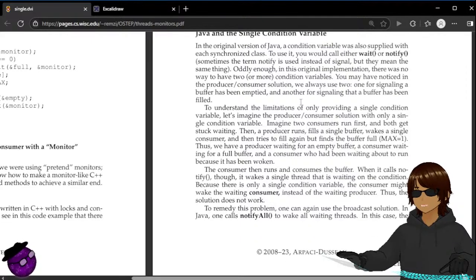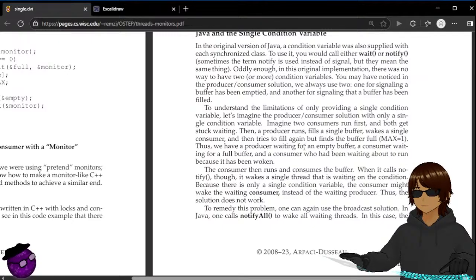To understand the limitations of only providing a single condition variable, let's imagine the producer consumer solution with only a single condition variable. Imagine two consumers run first and both get stuck waiting. Then a producer runs, fills a single buffer, wakes a single consumer, and then tries to fill again, but finds the buffer full.